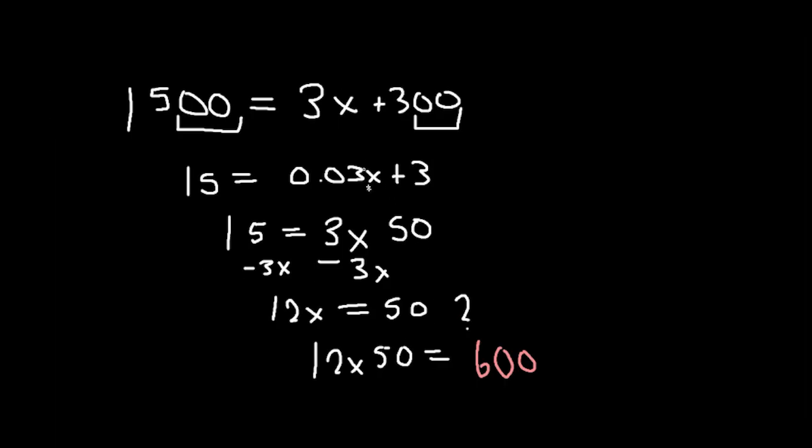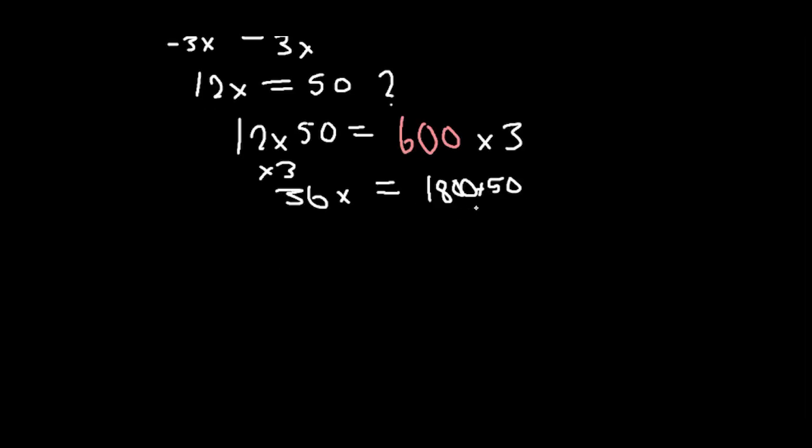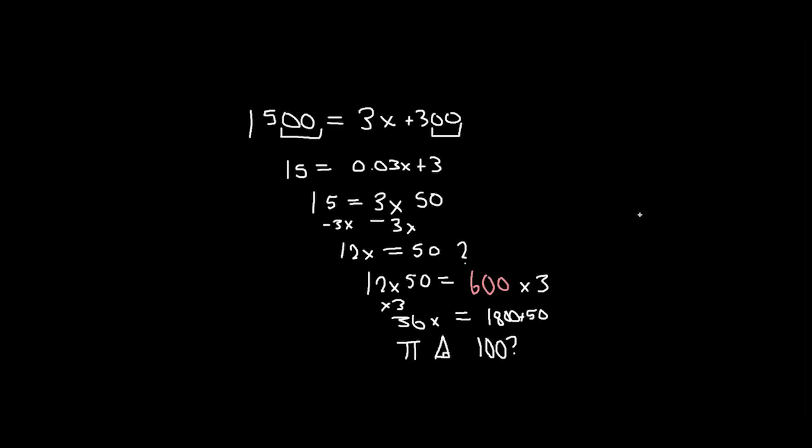But no, because there's supposed to be a 3. Yeah, you multiply this by 3 and this by 3. 36x equals 1800 plus 50. And if you add in the pi, no, okay, so I'm trying to solve this equation up at the very top. Why is there a pi?